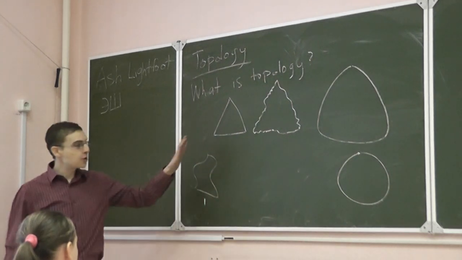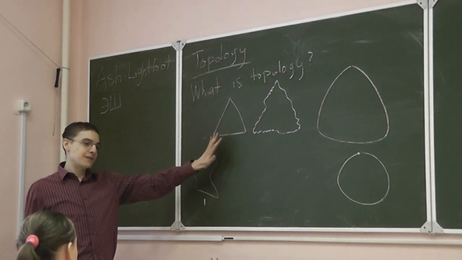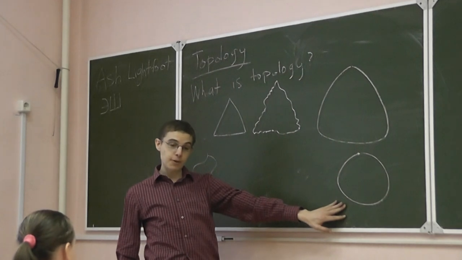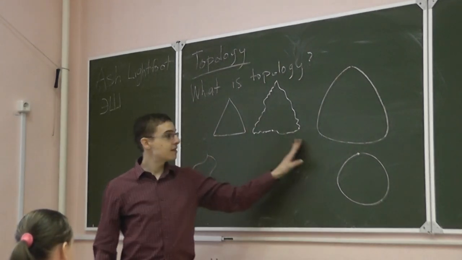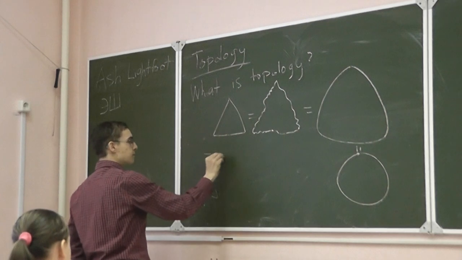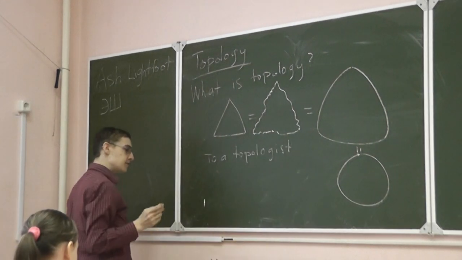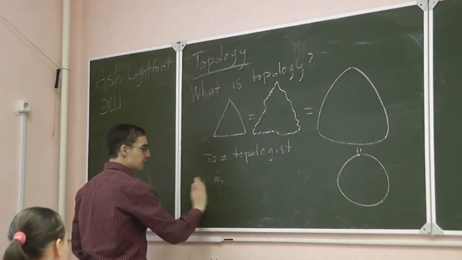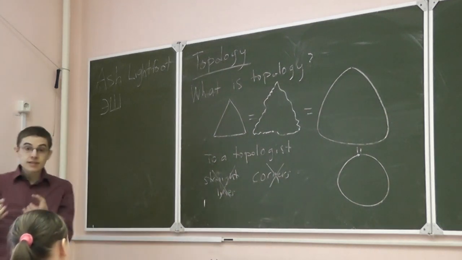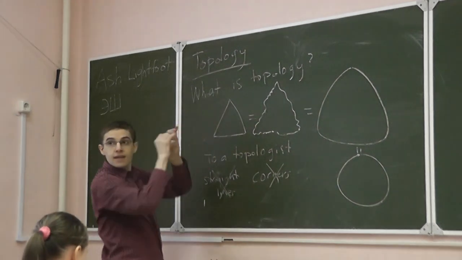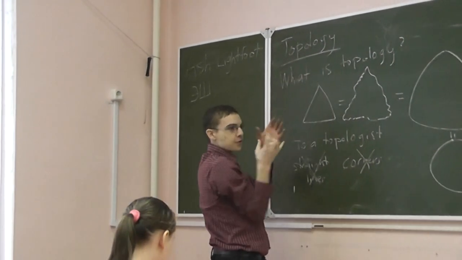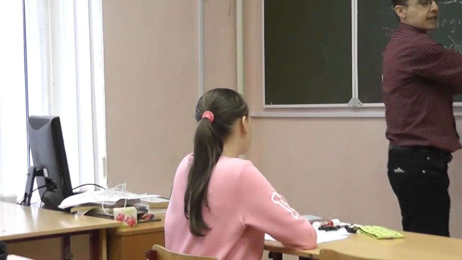Okay, but this is the point. In geometry, if you're in an exam and they say draw a triangle, you draw something like this. You probably wouldn't draw this. But in your topology class, to a topologist, these are all the same. In topology, we don't have straight lines, we don't have edges, we don't have corners. Imagine this triangle made out of wire. If you took the wire with your hands, you could bend it until you get a circle.